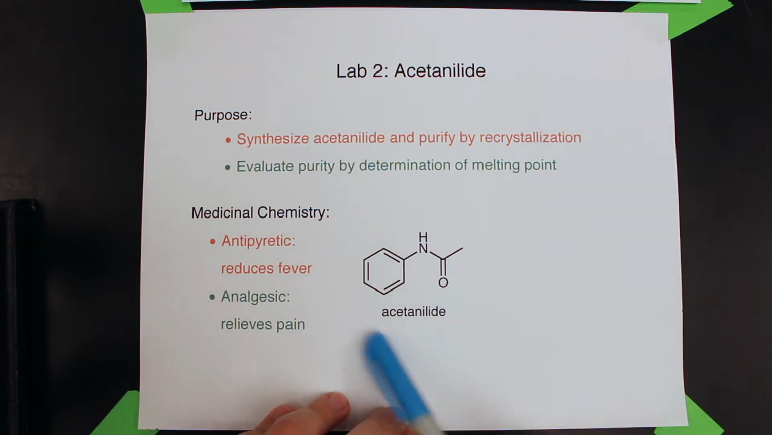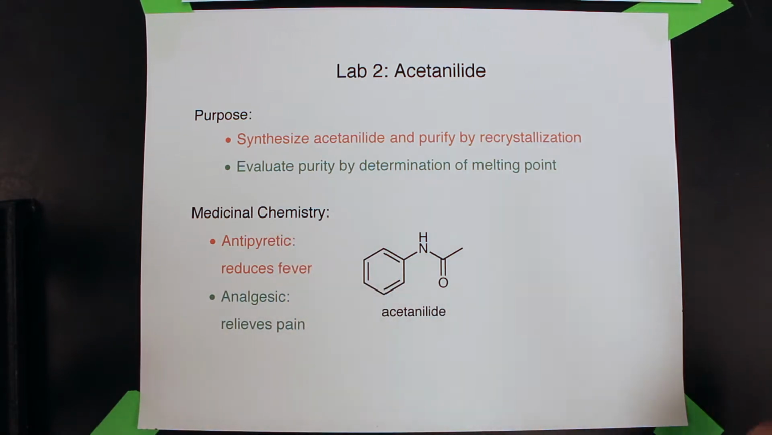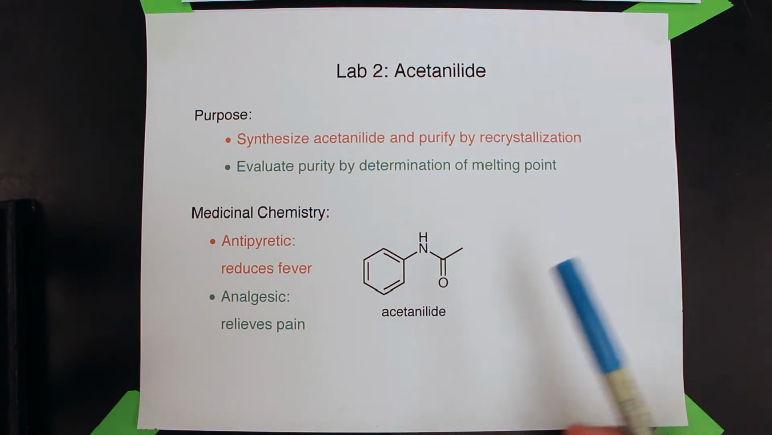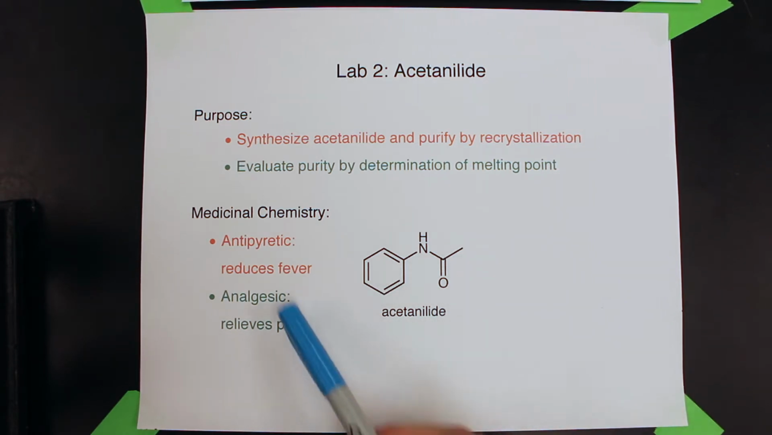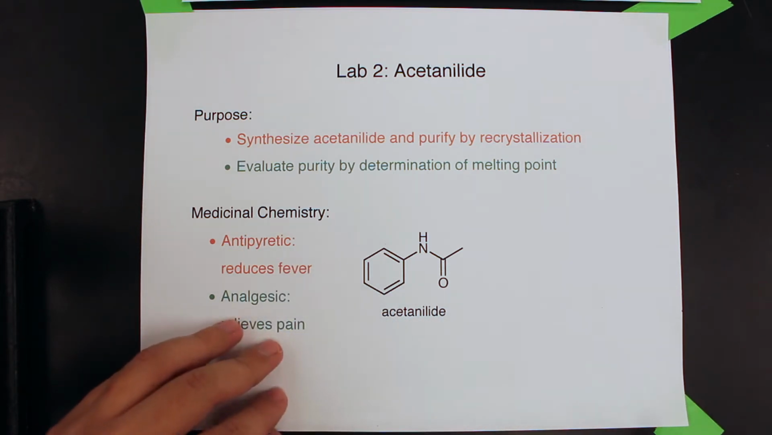So a little bit of the importance of this molecule as it pertains to medicinal chemistry, which is the development of drugs and bioactive compounds. Acetanilide is an older molecule discovered in the late 19th and early 20th century, and it was found to be both an antipyretic, which means it reduces fever, and an analgesic, so it relieves pain. So let's discuss a little bit about how it accomplishes that.